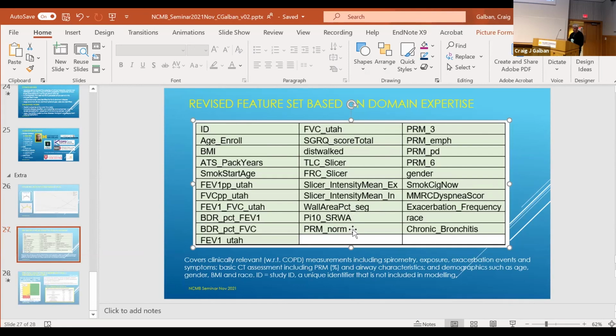And then PRM: normal lung, small airways, emphysema, and parenchymal disease. This is sort of non-specific. We include it because there are members of COPDGene that are very interested in it. We also included gender, are you smoking, MMRC, another dyspnea score, a breathlessness score, and exacerbation, which is more of an outcome, race, and chronic bronchitis. So those are all the features that were included.